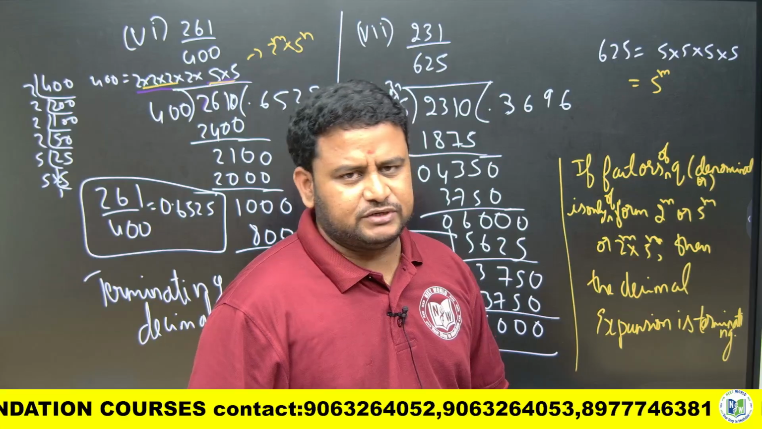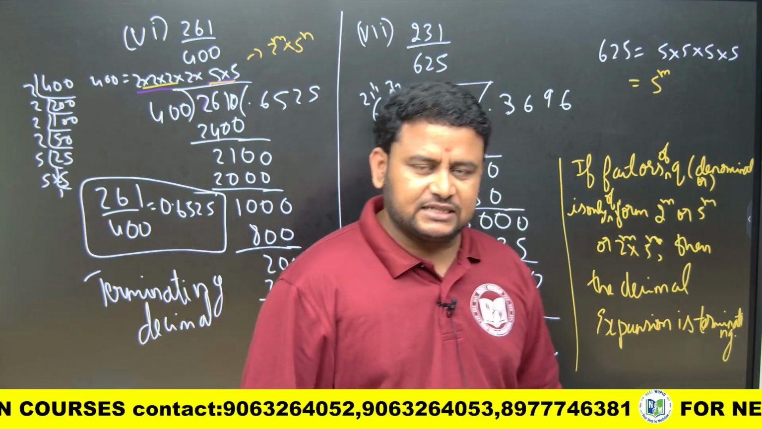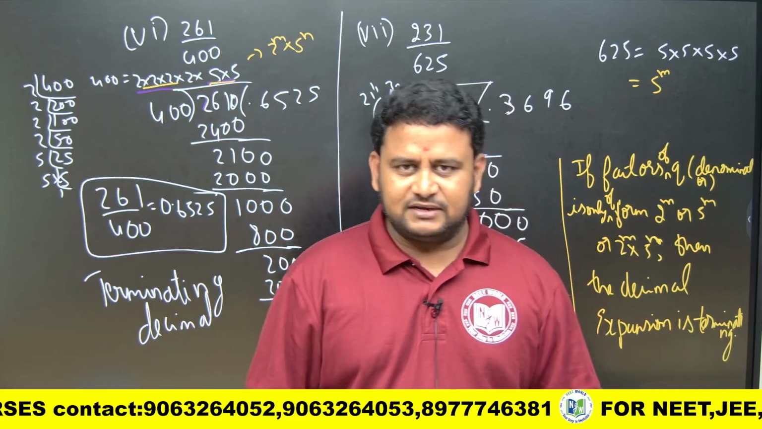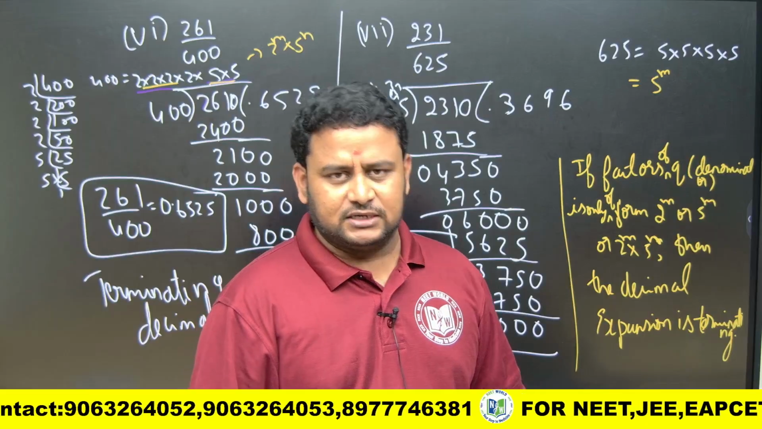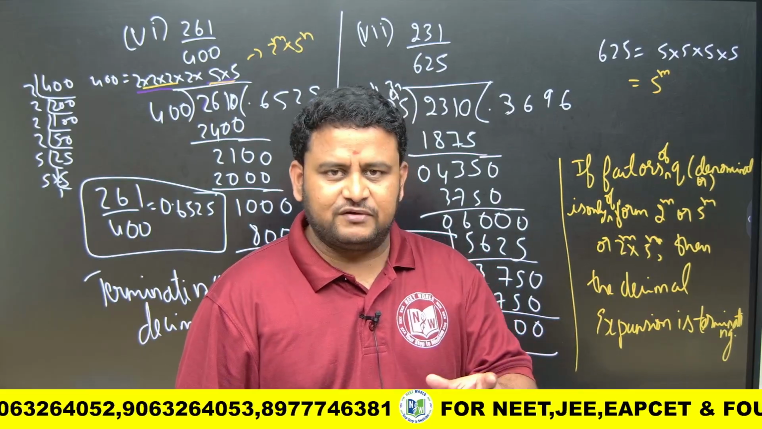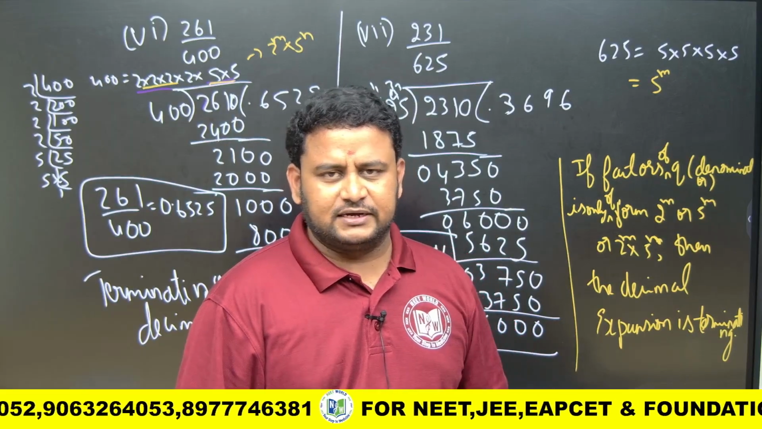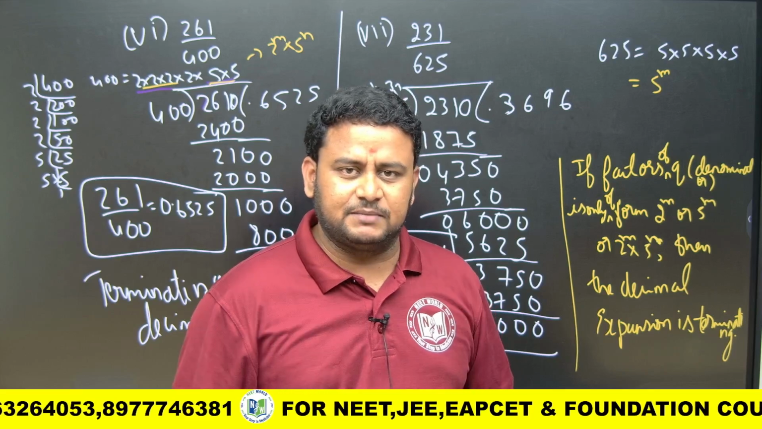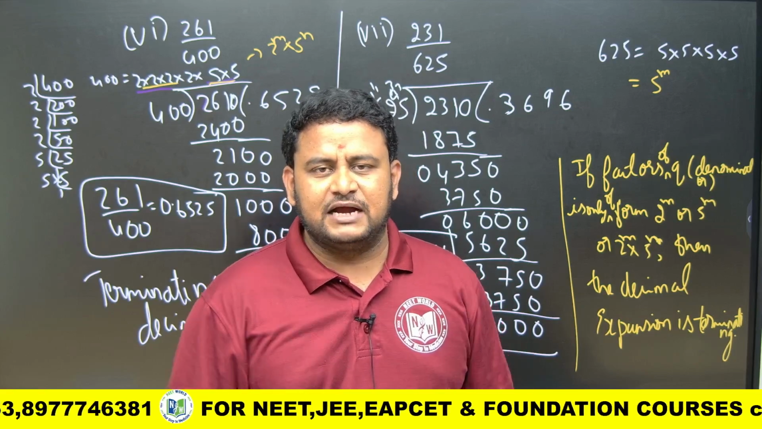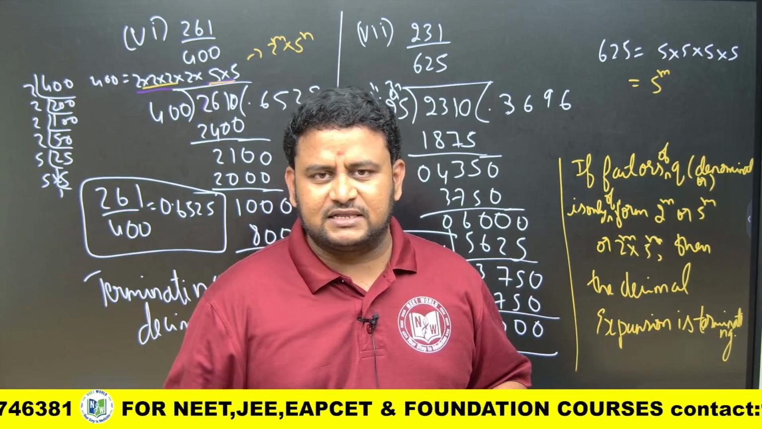The number 1 is universally present, no problem. It should not contain other numbers like 3, 7, 9, any other numbers. It should contain either 2 or 5 or 2 into 5. 2 can be repeated any number of times, 5 can be repeated any number of times, and 2 and 5 can be repeated any number of times, but no other number.